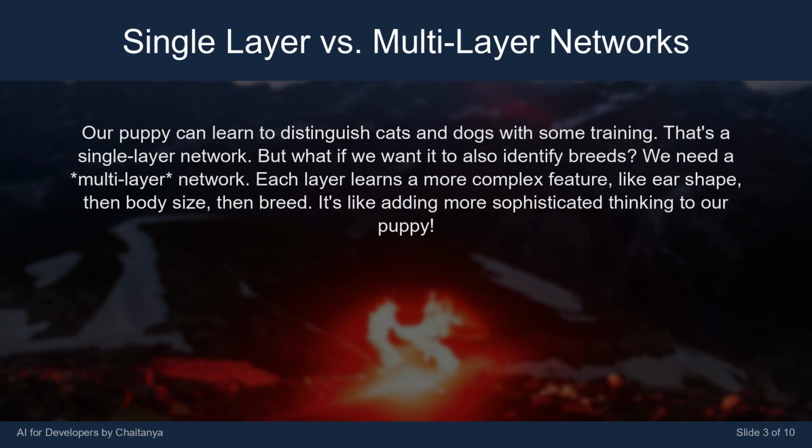That's a single-layer network. But what if we wanted to also identify breeds? We need a multi-layer network. Each layer learns a more complex feature, like ear shape, then body size, then breed. It's like adding more sophisticated thinking to our puppy.